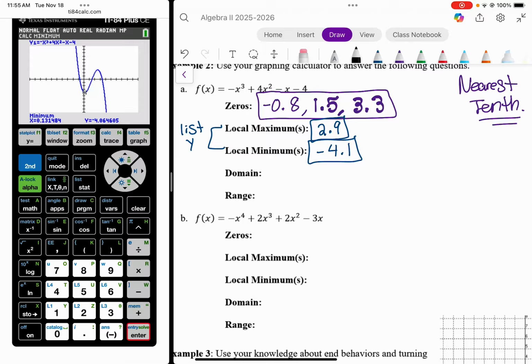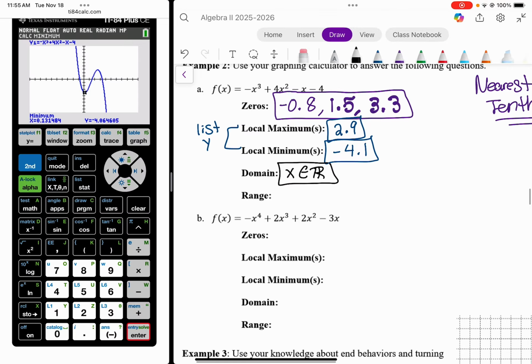All right, then we have our domain and range. Remember, our domain is our x values, which is always all real numbers. Our range, this one has an odd degree. So if we look, our graph continues to go up and down. So that means it's covering all of the y values. So y would be all real numbers.